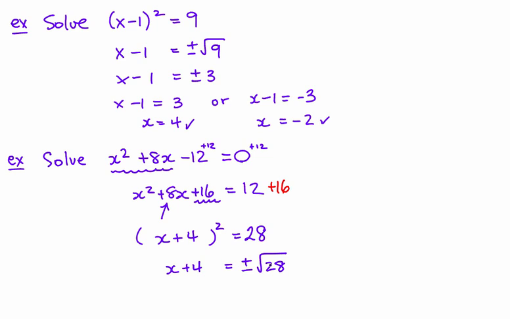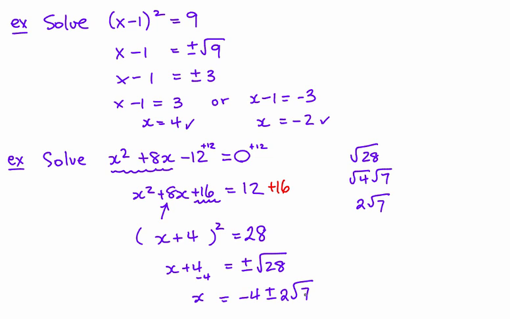I can break it into the two equations like I did before, or I can just simply subtract 4 on this side and subtract 4 on this side and get x is equal to negative 4 plus or minus the square root of 28. By the way, the square root of 28 is like 4 times 7, which is 2 root 7. So I'm going to rewrite that as negative 4 plus or minus 2 root 7, just to be a little bit more simplified.